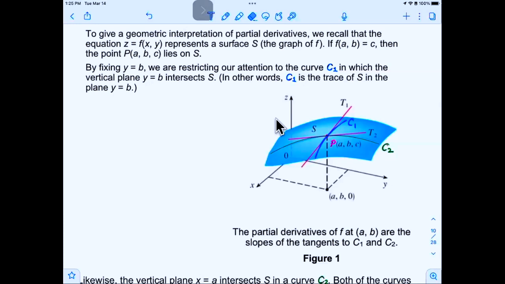Now what about the partial derivative with respect to y? Then you're going to take x equal to a, like this plane over here, and then you intersect the surface in a graph, let's call it C2. Then the slope of the tangent of that curve is going to be the partial derivative of the function with respect to y at (a, b). Okay. So it's the slope of the tangent of the intersecting curve right there.